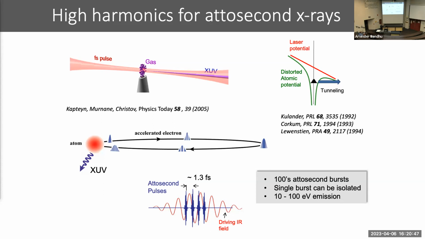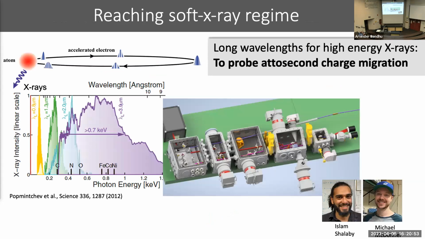And you can play tricks to make a single burst, and then you can push it also to very high energy region by using longer wavelength lasers, which means you take the electron out farther out and then bring it back with more kinetic energy. So this is an experimental spectrum by Jilla group where they show that you can produce X-rays all the way up to keV using this process.